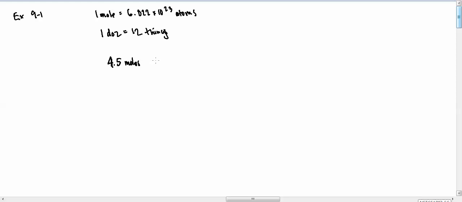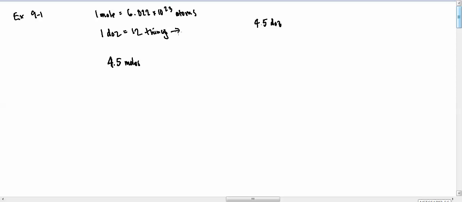The best way to do these kinds of problems, when you're starting off, is sometimes to think of moles as like a dozen, because you're familiar with a dozen and its association with the number 12. So if I had 4.5 dozen helium atoms, then essentially what I would do is I would try to make some kind of fraction.